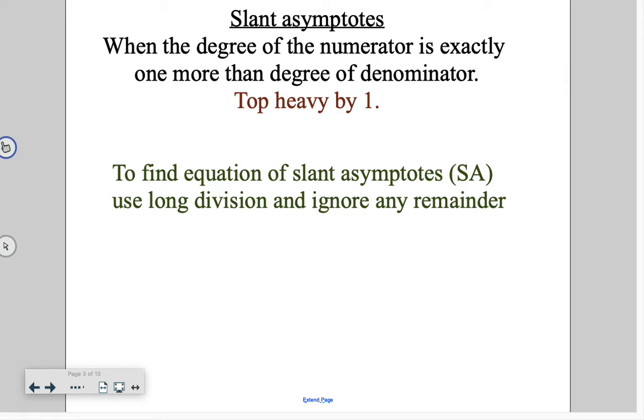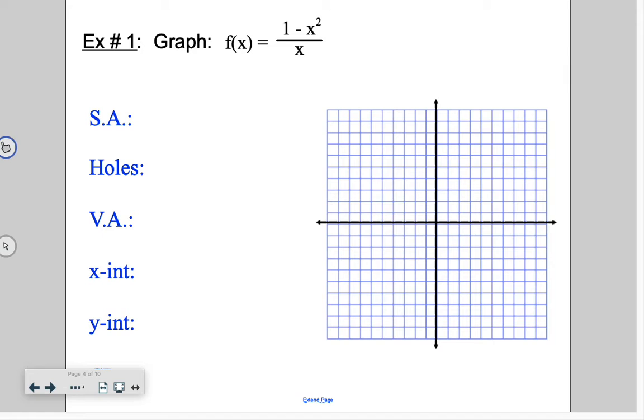All right, so there's the when and the how. How do you find it? Now, let's actually get into some examples. Let's work our way through it. Let's actually deal with the slant asymptotes.